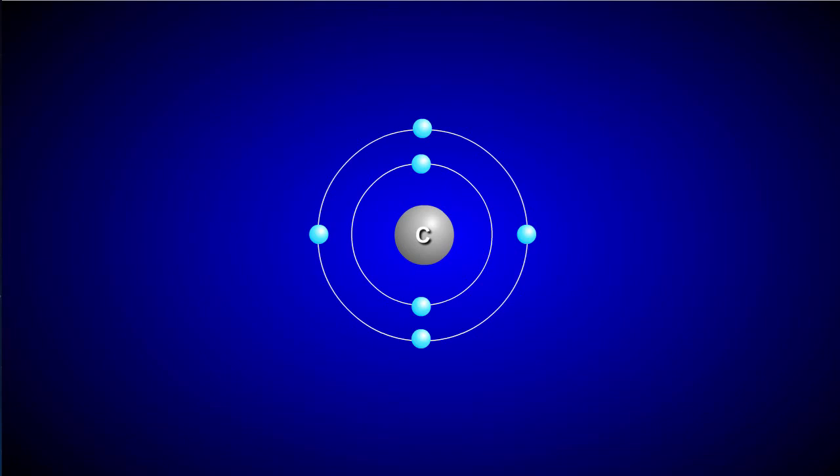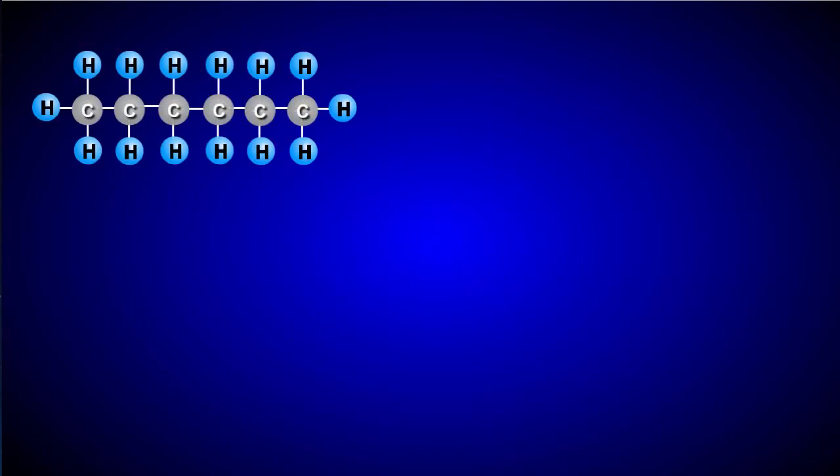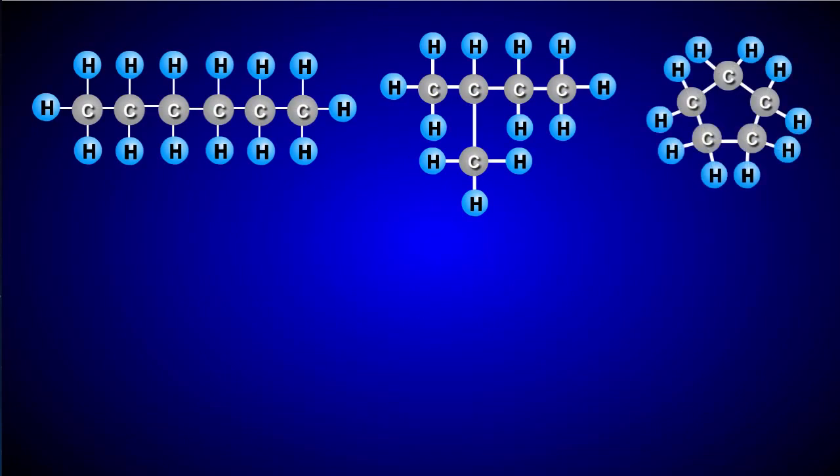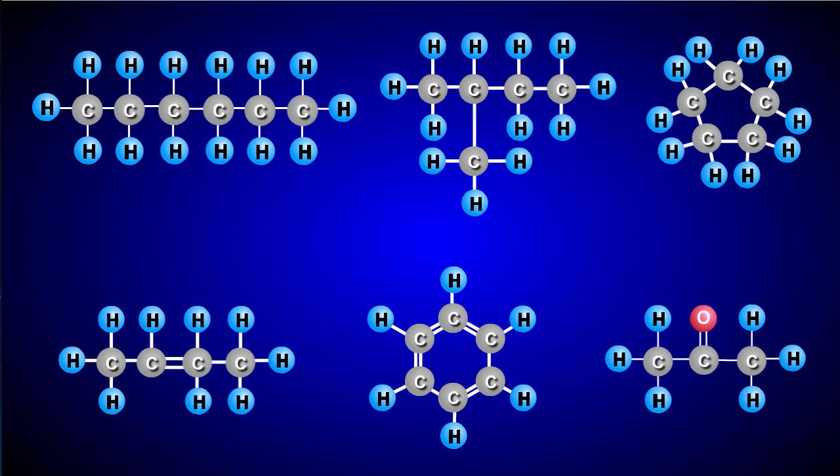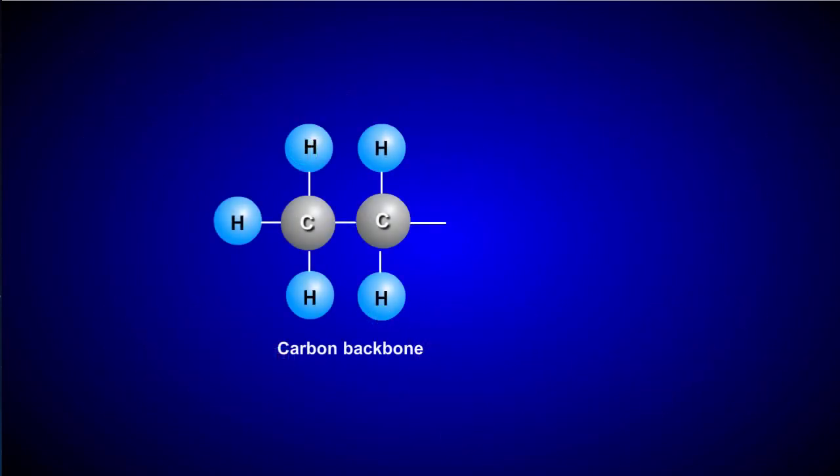Carbon can also bond to itself, forming chains, branched chains, and ring structures. It is also possible for carbon to form double bonds with itself, or bond to other elements, such as the oxygen shown here. The carbon chain of a biomolecule is called its skeleton, or backbone. This terminology makes sense because, just as your skeleton accounts for your shape, so too does the carbon skeleton of a biomolecule account for its shape.